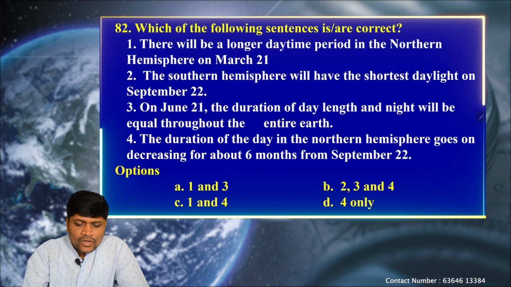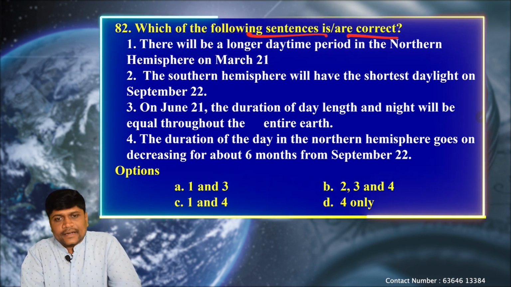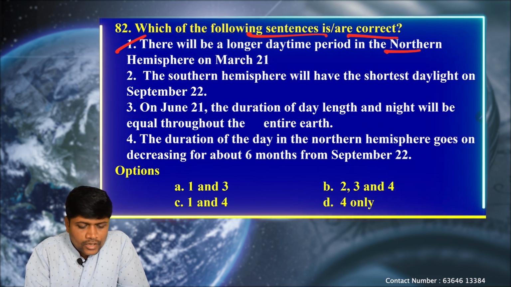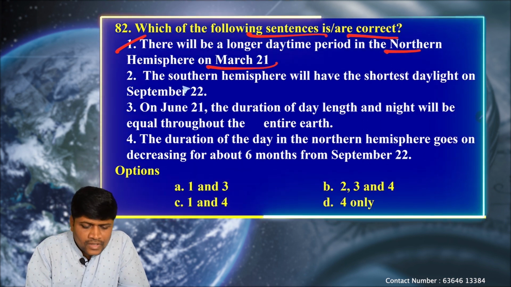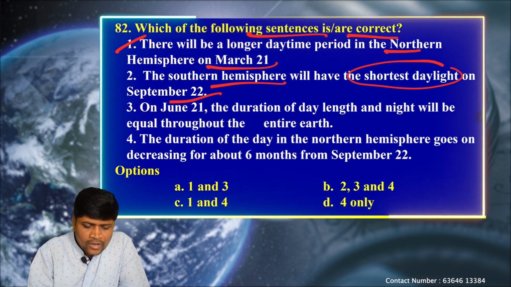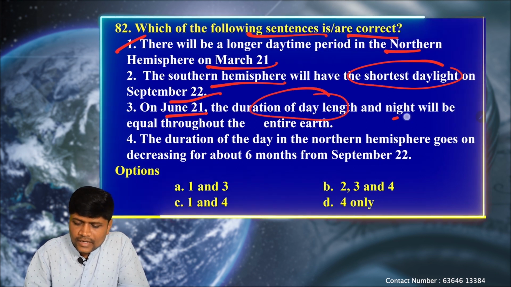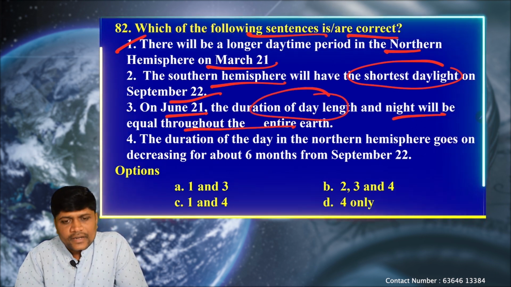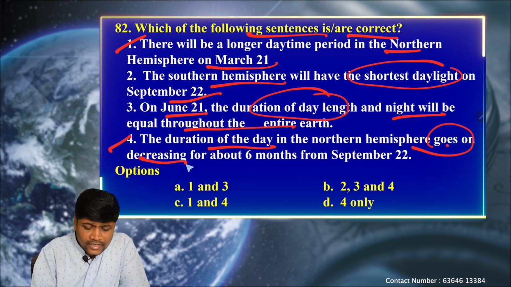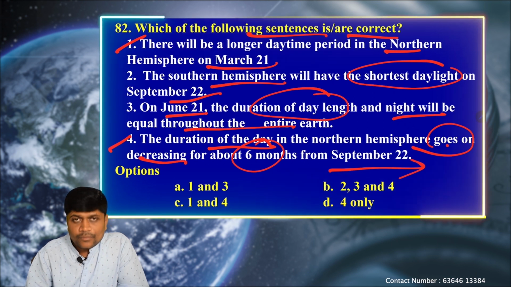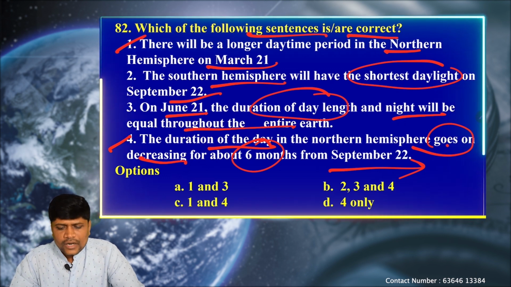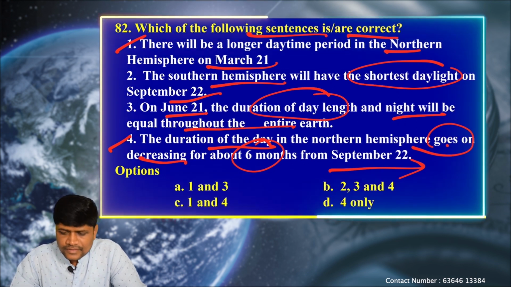Okay. Next question: which of the following sentences is correct? Okay. First one: there will be a longer daytime period in the northern hemisphere on March 21st. The southern hemisphere will have the shortest daylight on September 22nd. On June 21st, the duration of day and night will be equal throughout the entire earth. Fourth one: the duration of the day in the northern hemisphere goes on decreasing for about 6 months from September 22nd. Again, this is related to earth's revolution and the different equinox and solstice days.